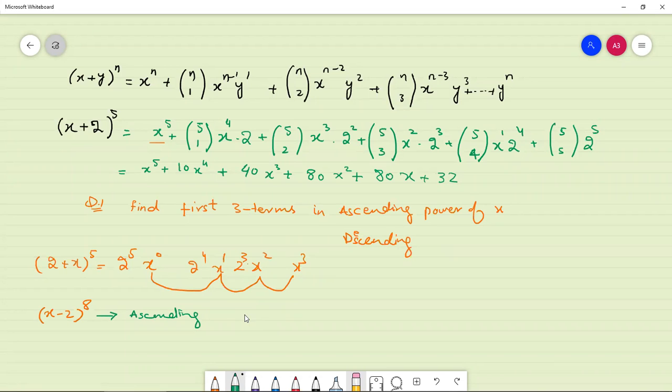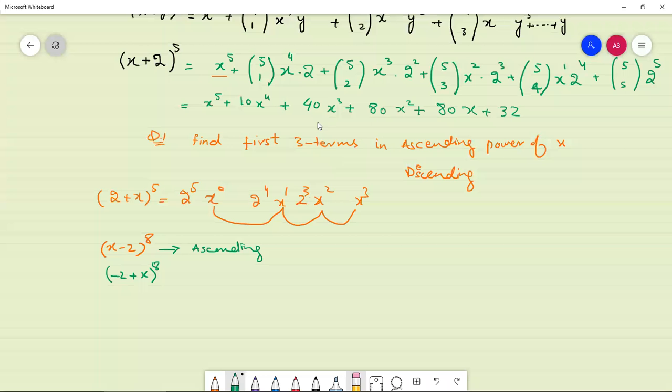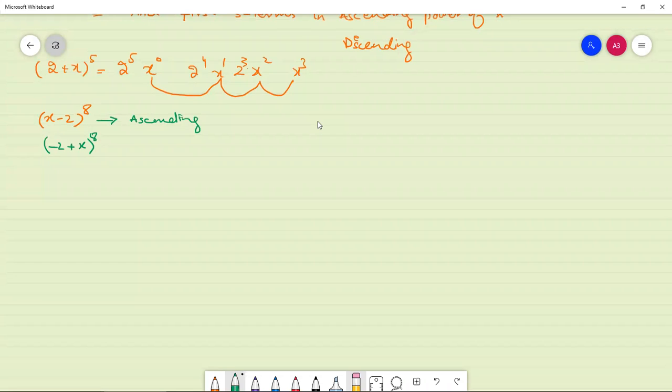So we have to find the ascending. So I should write this expression like this: minus 2 plus x power 8. Then we feel a little bit uncomfortable while we have a negative sign with the first term. It doesn't matter, you just apply the binomial series, and when you put this very first number, you just put a negative sign with it. But if we want to be more comfortable, so that the first term is positive and the second term negative, then you can take negative 1 as common.